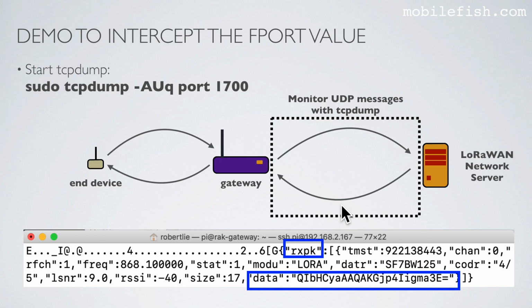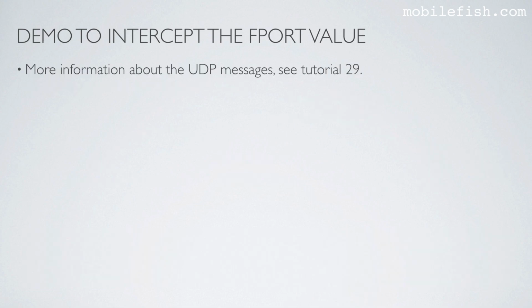With the TCP dump application, you can monitor UDP messages sent from gateway to LoRaWAN network server and the other way around. The messages which are sent from gateway to LoRaWAN network server have this received package name. If you see this, copy the data field. More information about UDP messages, see tutorial 29. I have demonstrated this before.